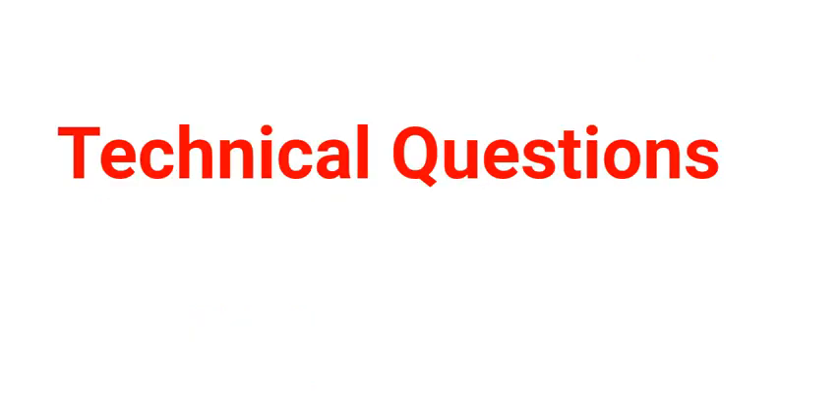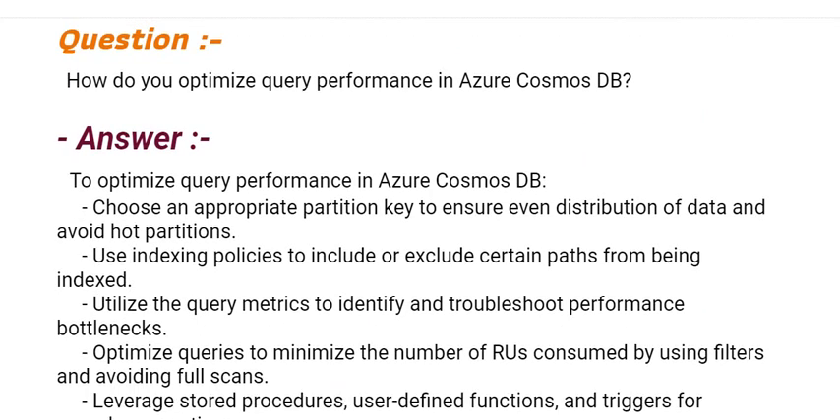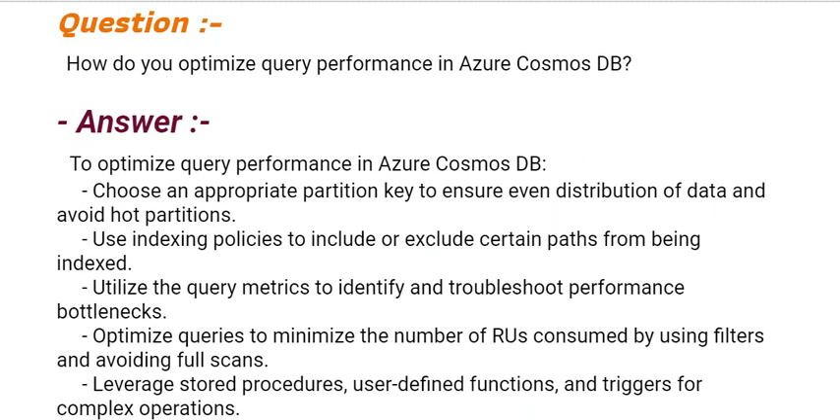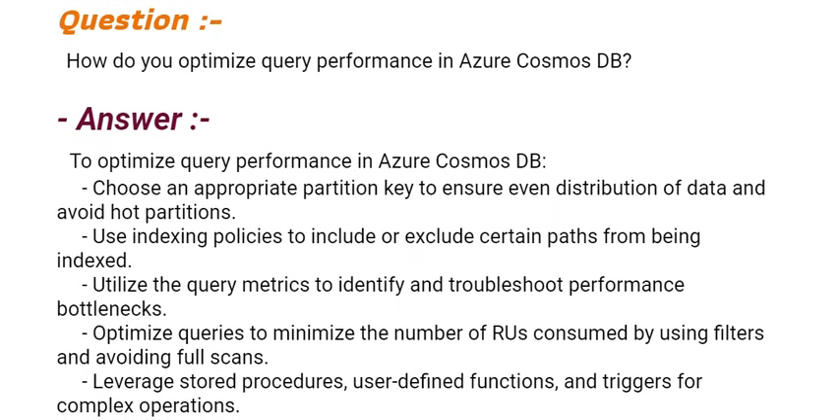Now here comes the technical questions. The question is, how do you optimize query performance in Azure Cosmos DB? Your answer should be, to optimize query performance in Azure Cosmos DB, choose an appropriate partition key to ensure even distribution of data and avoid hot partitions.